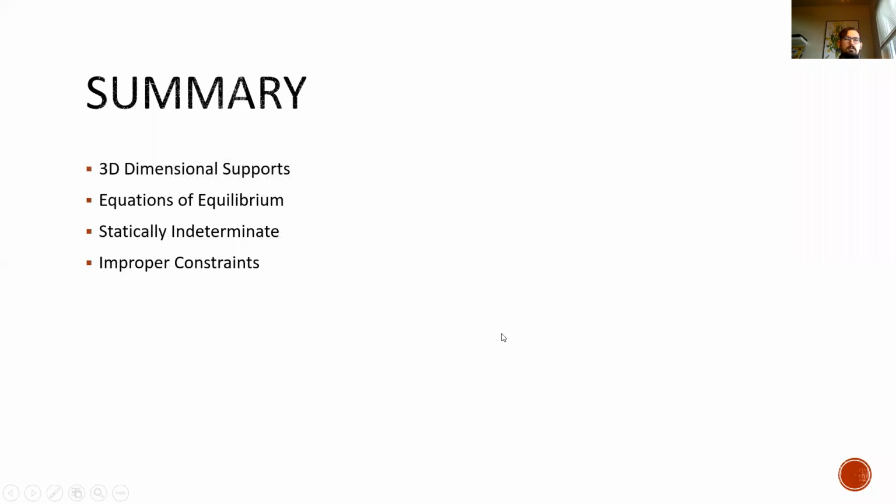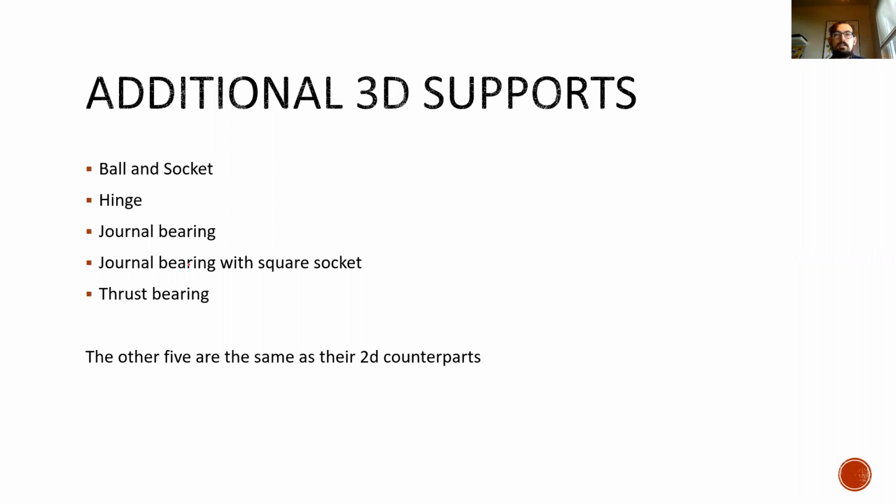So, summary for today, we're going to look at what it is to be statically indeterminate. We're going to talk about the idea of improper constraints, and we're going to get into 3-dimensional supports, which look a lot the same, but there's a couple new types of supports that we see in 3D that we didn't see in 2 dimensions. So our additional 3D supports, there's just 5.